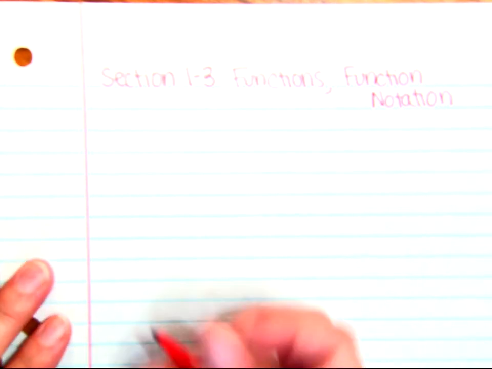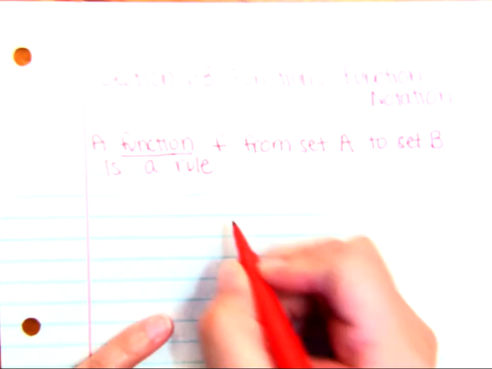Okay, so a function f from set A to set B is a rule of correspondence that assigns to each element x in set A exactly one element y in the set B. That's the definition of a function.